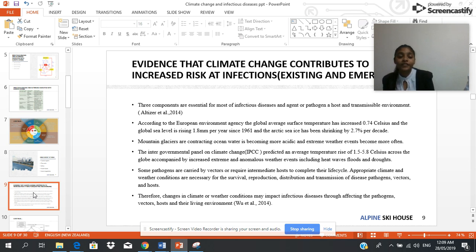When we are talking about infectious diseases, some pathogens are carried by vectors or require intermediate hosts to complete their life cycle. Appropriate climate and weather conditions are necessary for the survival, reproduction, distribution, and transmission of these disease pathogens, vectors, and hosts. Therefore, changes in climate or weather conditions may directly impact infectious disease by affecting the pathogens, vectors, hosts, and their living environment, according to Wu et al. 2014.